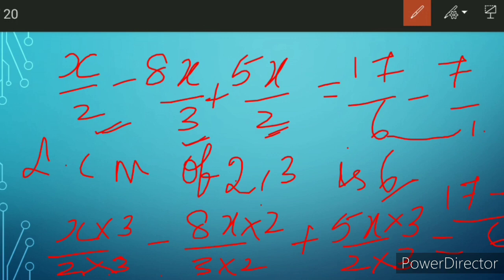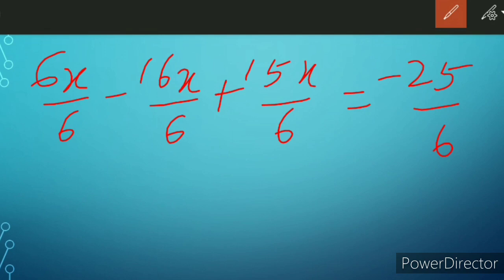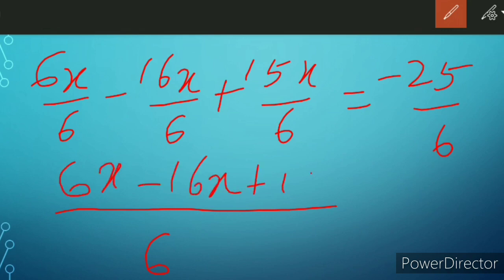See, right hand side what I did, we are having 2 fractions only, so without taking LCM I simplified. If we multiply we'll get this: 6x by 6, minus 16x by 6, plus 15x by 6 equal to 17 minus 42 is minus 25. The denominator 6 as it is. Now this 6 we write commonly one time. What will we get? 6x minus 16x plus 15x is equal to minus 25 by 6.